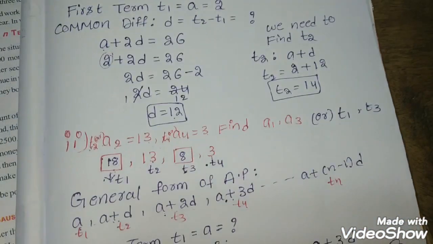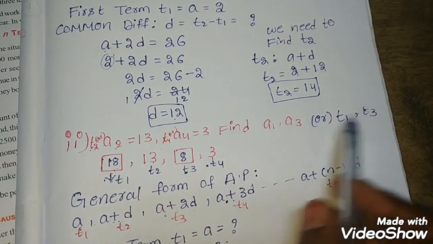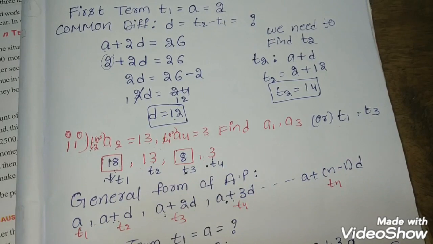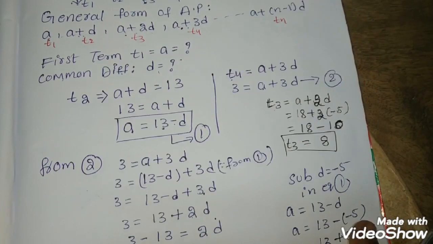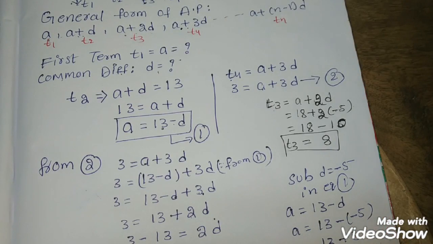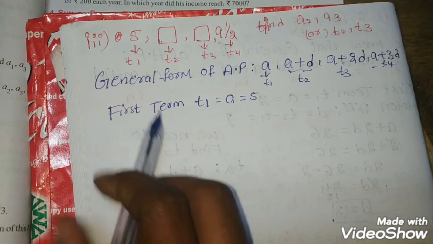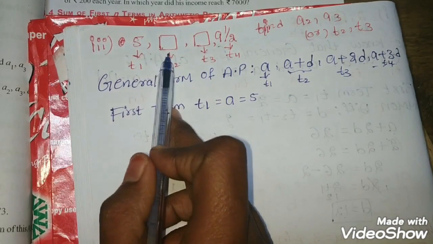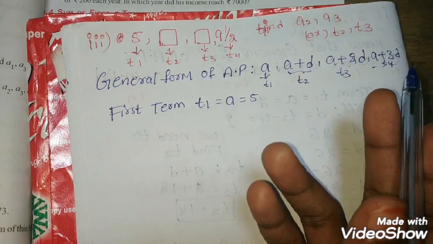What are our missing numbers? 18 and 8. What is term 1? 18. Term 3 is 8. Just write the conclusion below here. Before that, pause the video to note down these solutions. Okay. Let's start the next question. See, they gave 5 comma, and we need to find term 2, term 3, and the fourth term is 9 1 by 2.